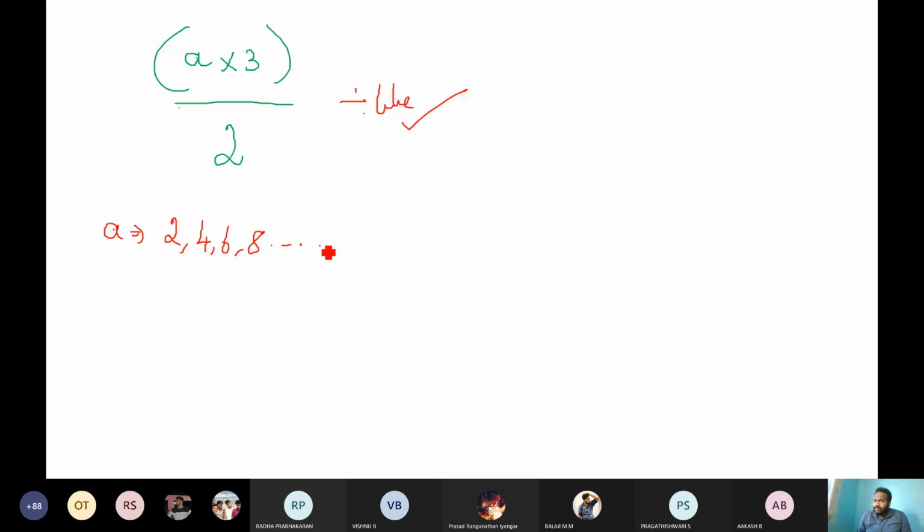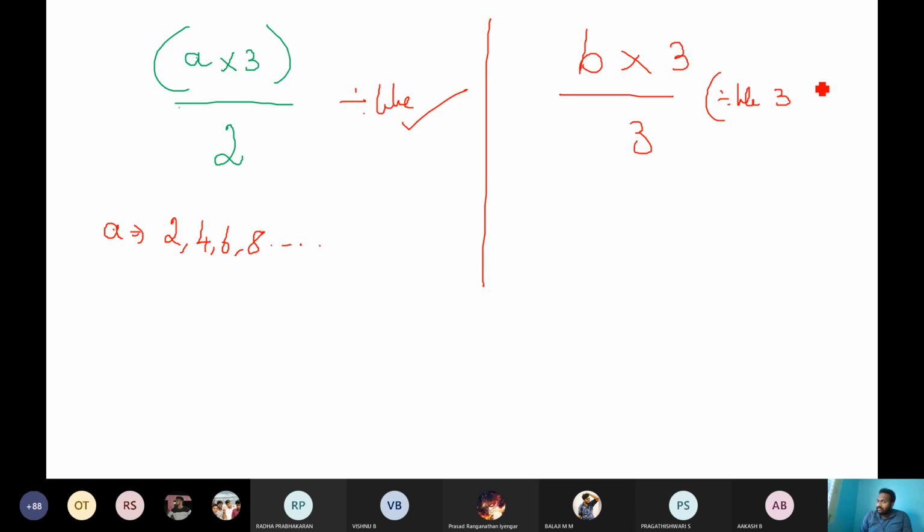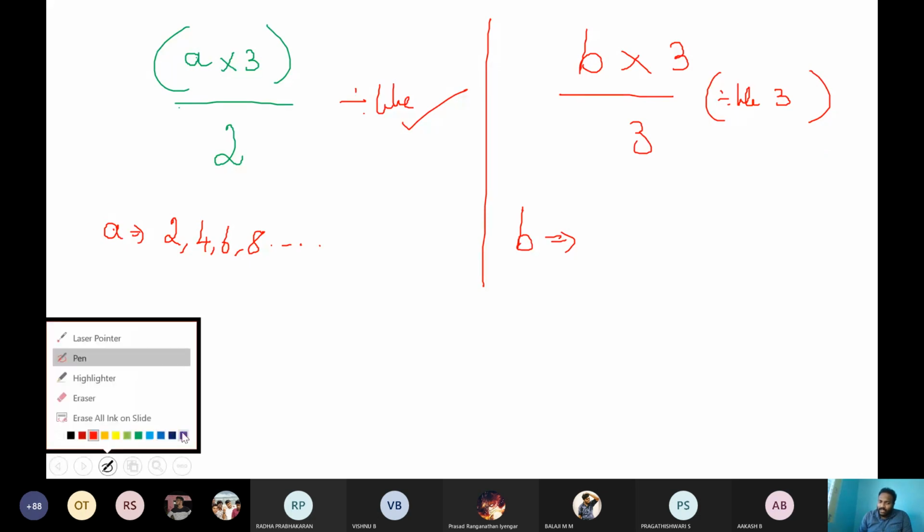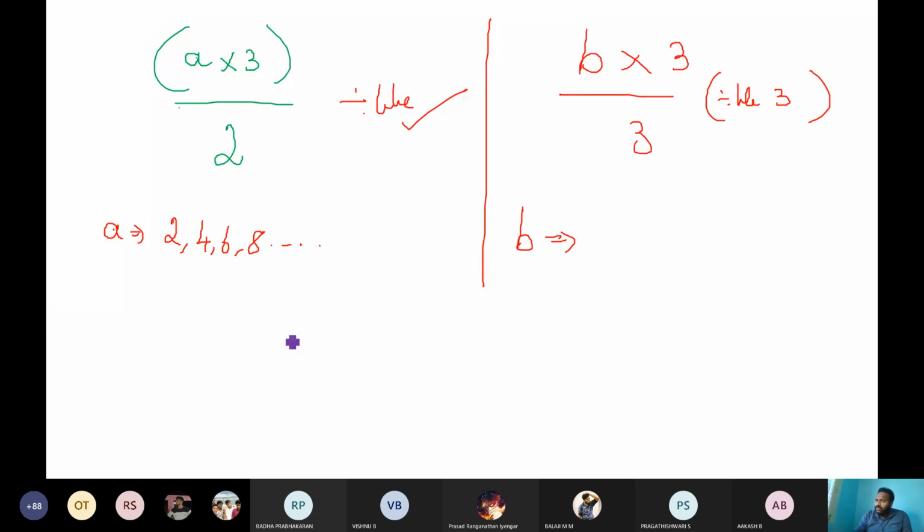Excellent. Now, same way, if I tell you B into 3 is divisible by 3. Okay, can you guys tell me what are the possibilities of B, guys? What is the possibility for B? I'm telling you B into 3 should be divisible by 3. What are the possibilities of B?